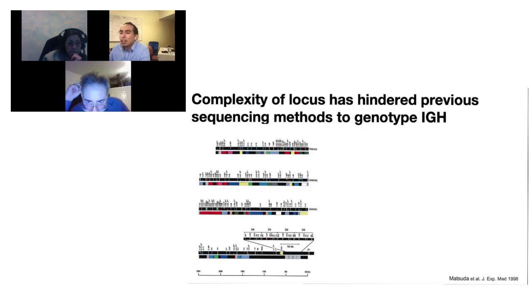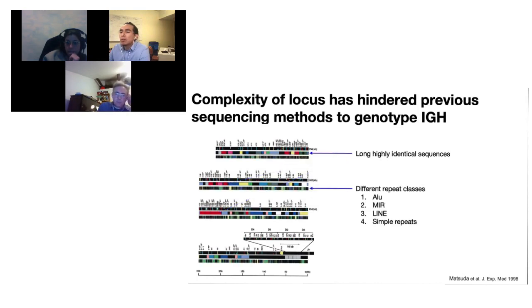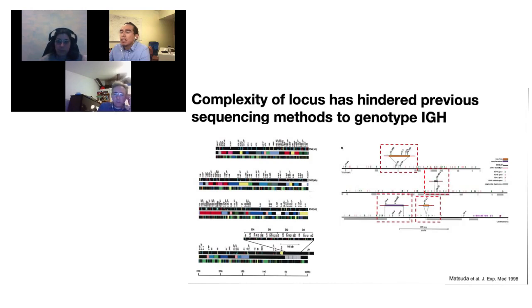In addition to the large amount of structural variants, there's also an extensive amount of repetitive sequence. The second row of each panel in this IGH locus schematic from Matsuda et al. shows regions that are highly identical to each other. For example, all the red regions contain sequences that are highly similar. Additionally, there are different repetitive elements, such as Alu, LINEs, and simple repeats. The structural variants and repetitive sequence have made detecting genetic variation in IGH a very hard problem, especially with short-read sequencing and next-generation technologies.